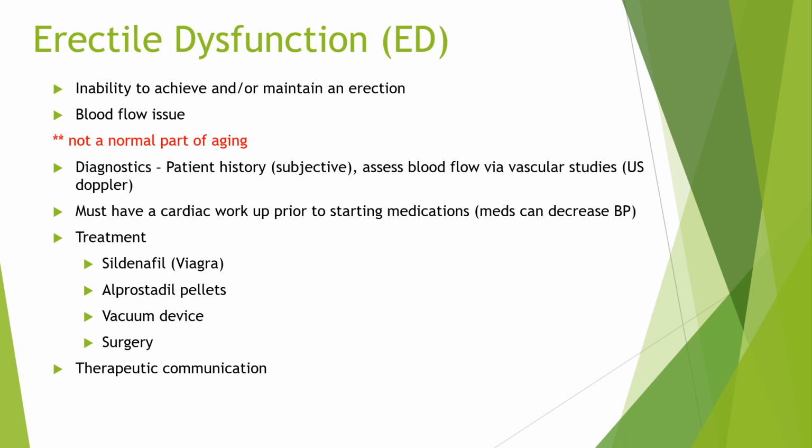So the most common causes are going to be smoking, cardiovascular issues, obesity, stroke, spinal cord injury, neuro disease, diabetes, liver, kidney, decreased testosterone. Substance abuse is related to like 25% of the cases. Treatment, so we're going to have that Viagra, and then there's other medications and different treatments like the vacuum device, surgery. And also make sure you're using therapeutic communication with these patients because they can be very sensitive about this.